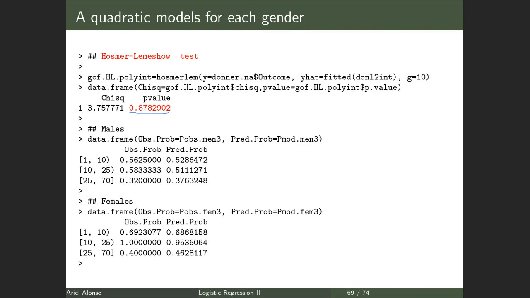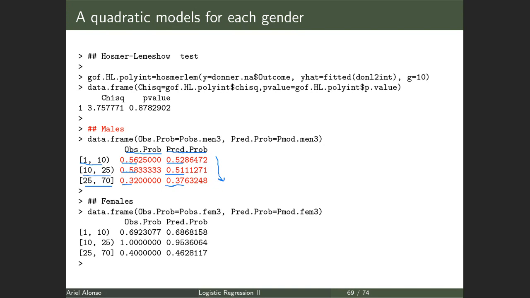And now, if you compare again the observed probabilities with the predicted probabilities, so this is for males between 1 and 10 years, between 10 and 25, and between 25 and 70. This is what you observe, the proportion of survivals in these categories. And this is what your model predicts. And as you can see, for males, the model still predicts this decreasing pattern, but that's pretty much in agreement with the data. Here you have 56% observed survival. Your model predicts 0.53. 58 over here, 51 over here. 32, 37. So for males, the model seems to be capturing the main features.